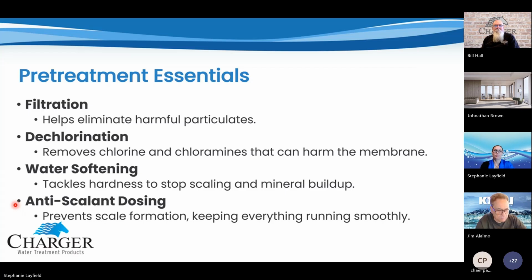How can you determine when to use an anti-scalant instead of a softener? Is there a number range of hardness that you recommend?